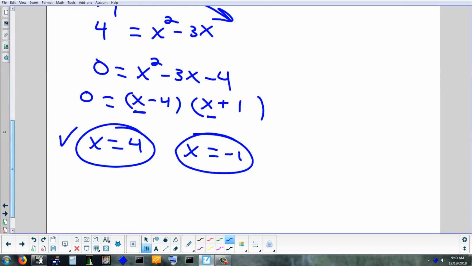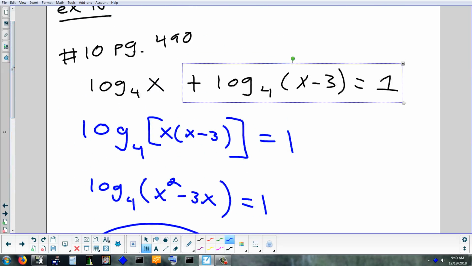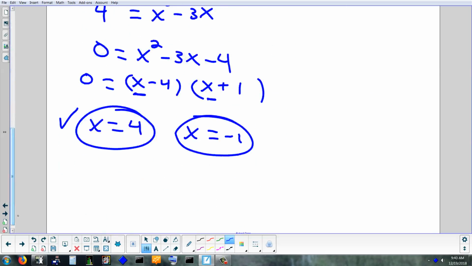That answer works fine. Let's try negative 1. If you plug in negative 1 for x, what does that argument become? Negative. It's no good. You don't even have to check the other one, but if you plug negative 1 in for x, negative 1 minus 3 is negative 4. That answer does not work. So what you would do is just cross it out.